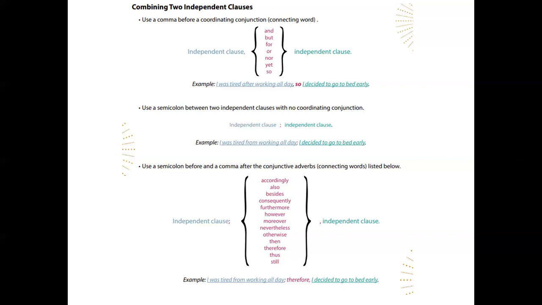Next, use a semicolon between two independent clauses with no coordinating conjunction. So we have an independent clause, then a semicolon, then another independent clause. It means that when we don't want to use the connecting words, these coordinating conjunctions, we use the semicolon instead. And why? What's the reason?